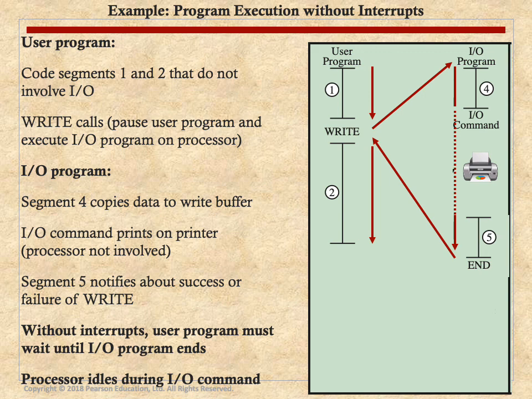Once the printing is completed, the processor will execute segment 5 of the input and output program. We can assume that this part of the input-output program will notify the system about the success or failure of the printing job. Now the input and output program terminates, and the processor resumes the user program. After a long time of waiting, we now have that finally segment 2 of the user program will be executed.